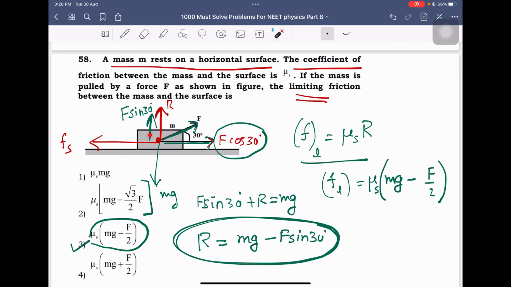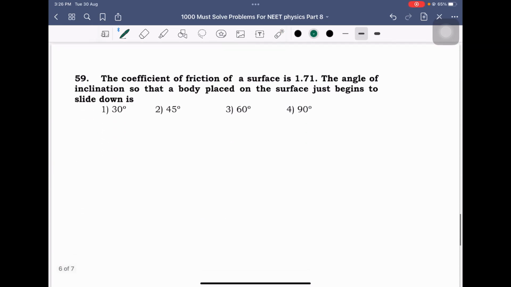This force has to be resolved into one horizontal component and one vertical component. The horizontal component is responsible for production of frictional force, and meanwhile the vertical component of force is being added up with the reaction force. So upward forces should be equal to downward force. So F sin theta plus R should be equal to mg.